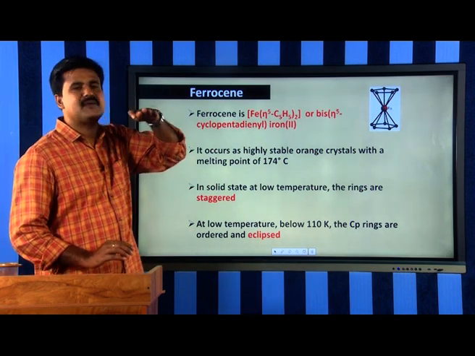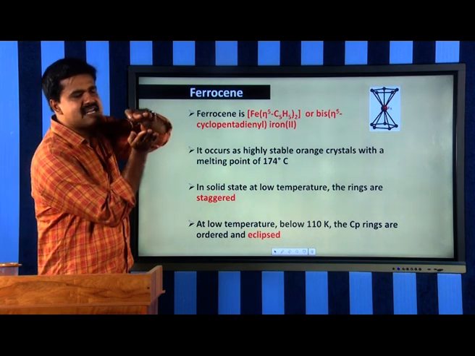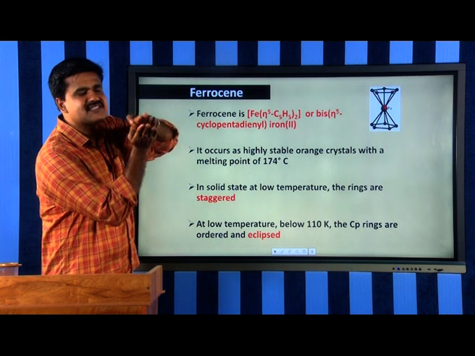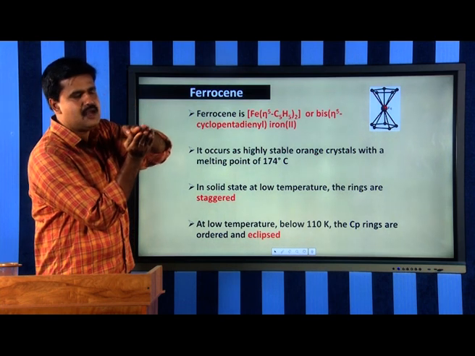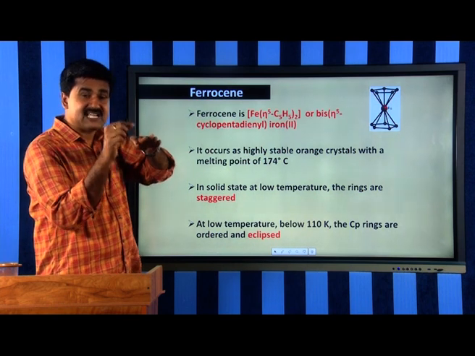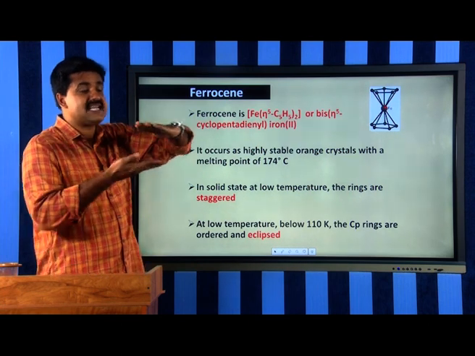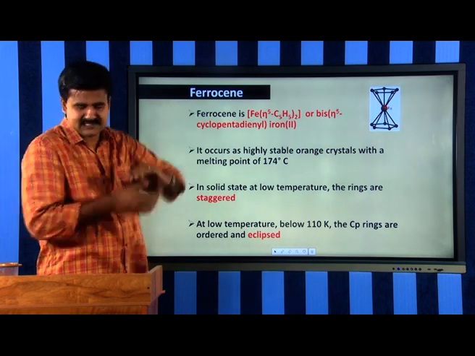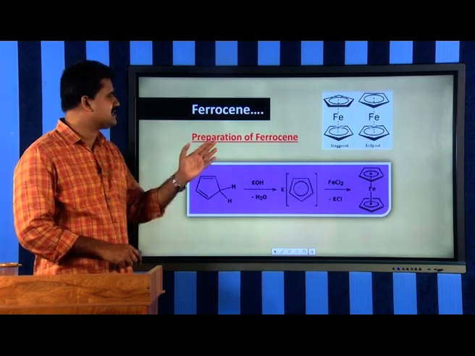Imagine my first palm as the first Cp ring, and the second palm as the second Cp ring. If they are arranged like this and at the middle position there is iron, this arrangement designates the eclipsed arrangement. But this eclipsed arrangement is present at very low temperature, less than 110 Kelvin. At ordinary conditions, it forms a staggered arrangement like this. The staggered and eclipsed arrangements are depicted here.